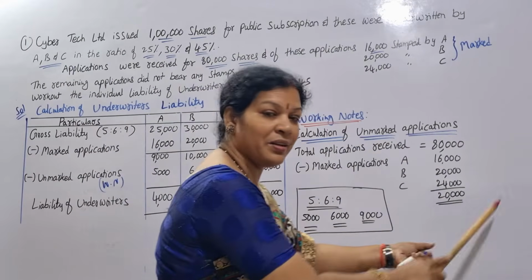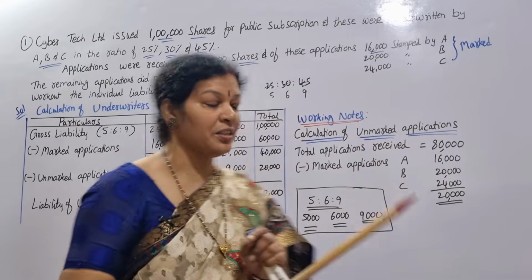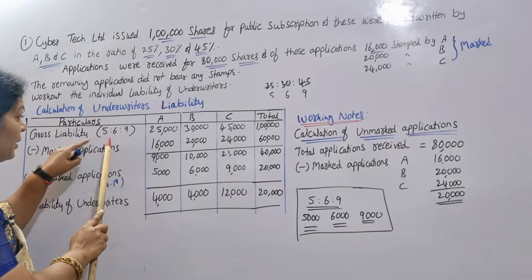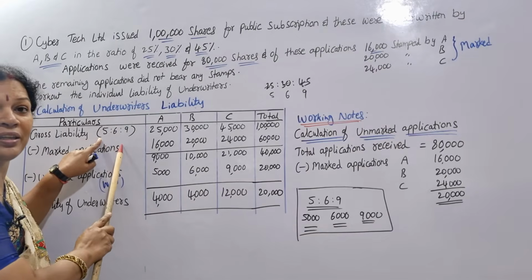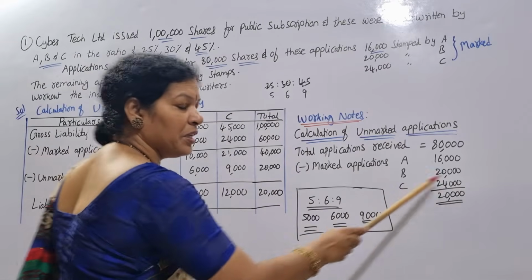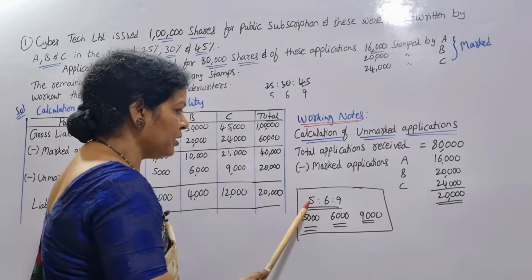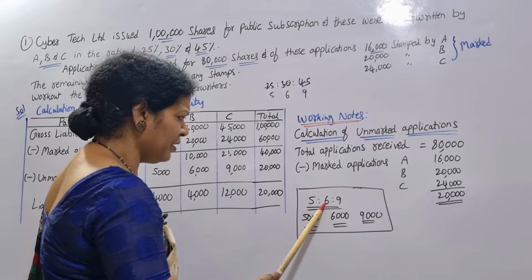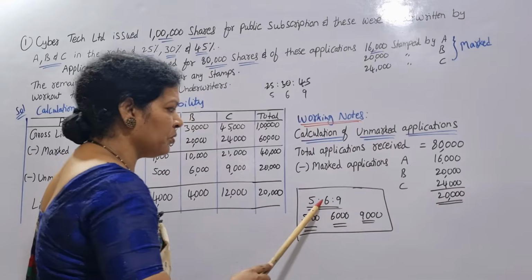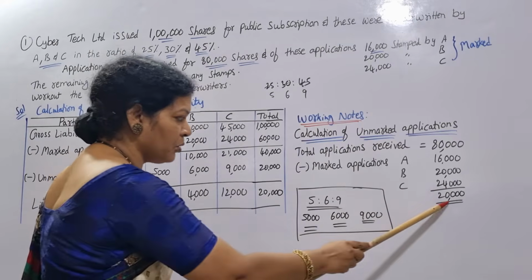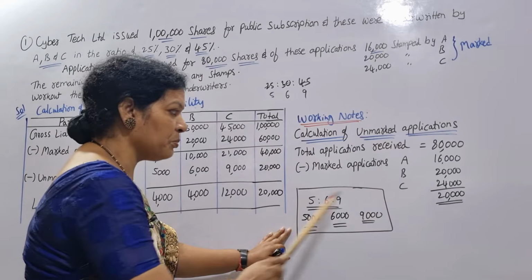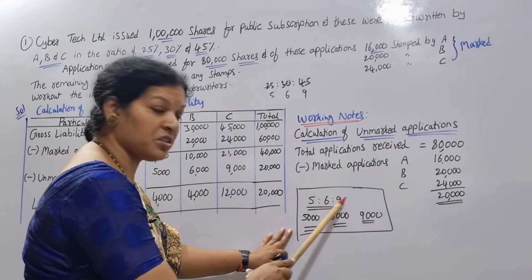This 20,000 we have to divide between A, B and C in the same ratio, 5:6:9. That is why in the initial stage only you have to write the ratio. In this ratio you are going to distribute this 20,000. 20,000 into 5 by 20, you will get 5,000. 20,000 into 6 by 20, 6,000. 20,000 into 9 by 20, 9,000. Like that I have distributed 20,000 in the ratio of 5:6:9.